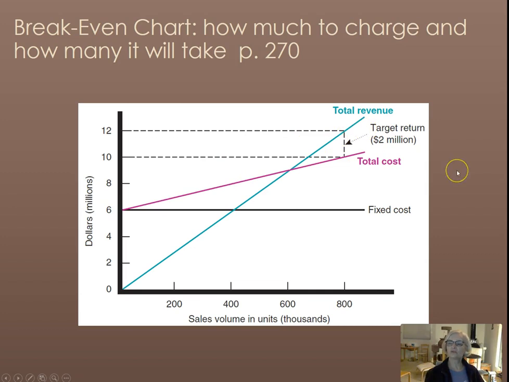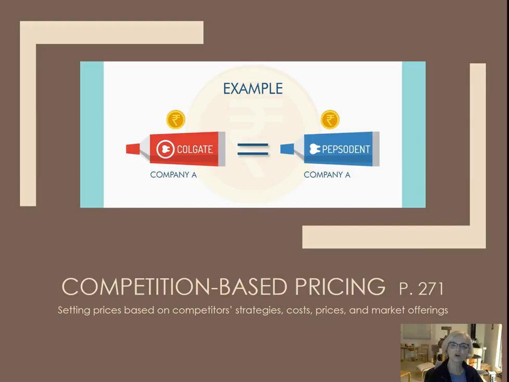Now, if we want to set a specific return on investment, let's say we want to set it at 2 million or some percentage, we can actually calculate that. Pretty interesting, isn't it? And no, we're not going to do that, but it is in the back of the book.